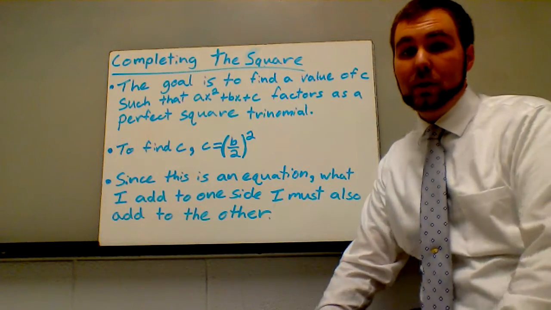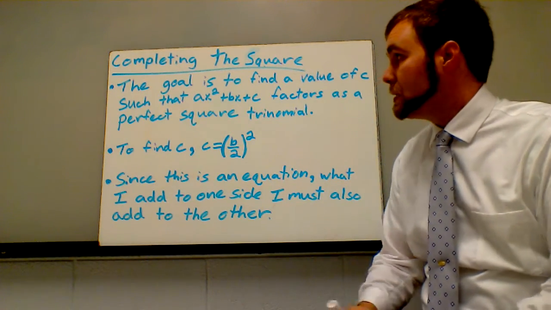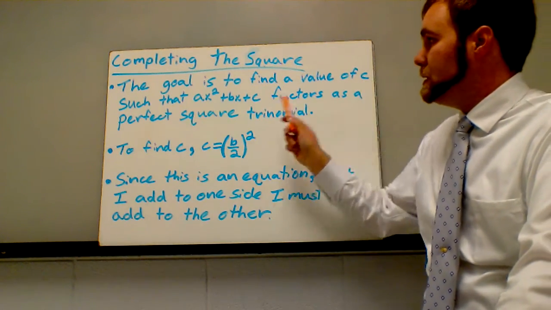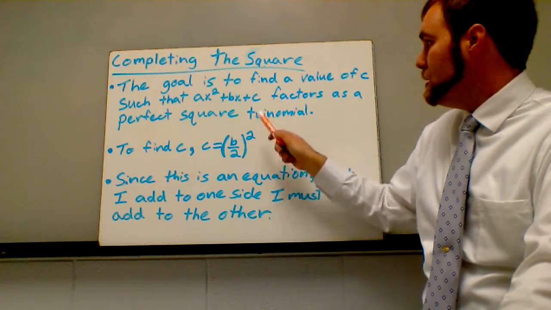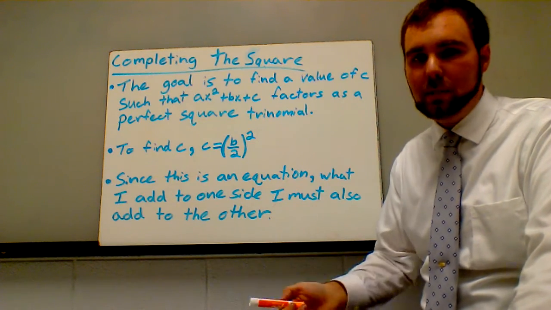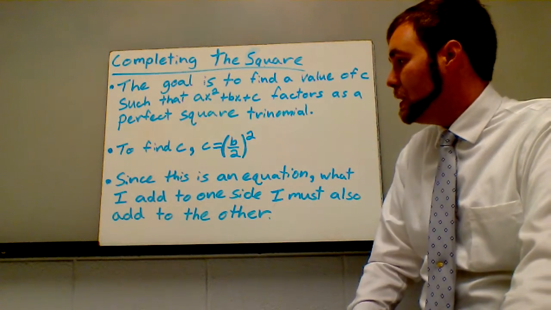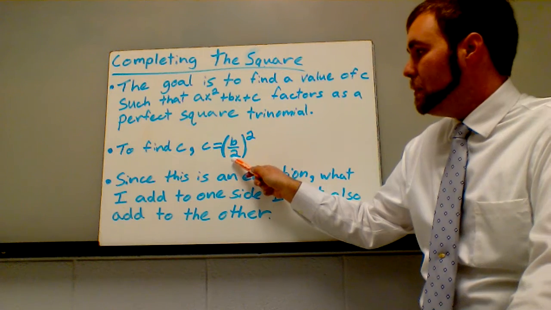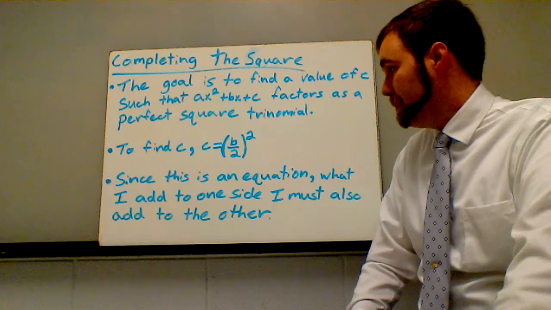This is by far the most important part of today's lesson. It's called completing the square, and that's what we're learning to do here. Specifically, our goal is to find the value of c such that ax squared plus bx plus c factors as a perfect square trinomial. We just went over what a perfect square trinomial is, and we need to find c. To find c, we take our b, divide it by 2, and then square it. That's the method to find your c.